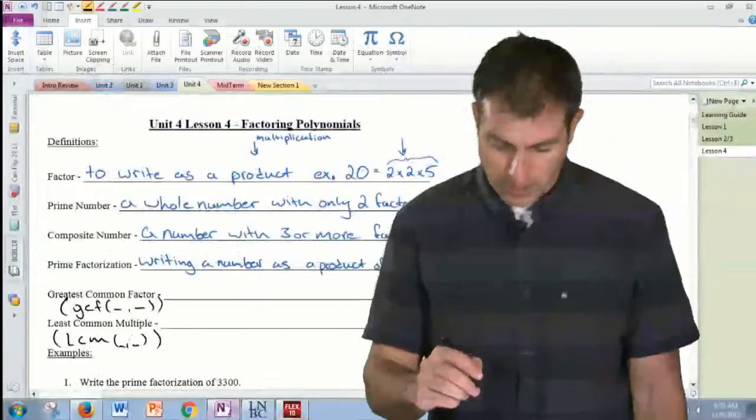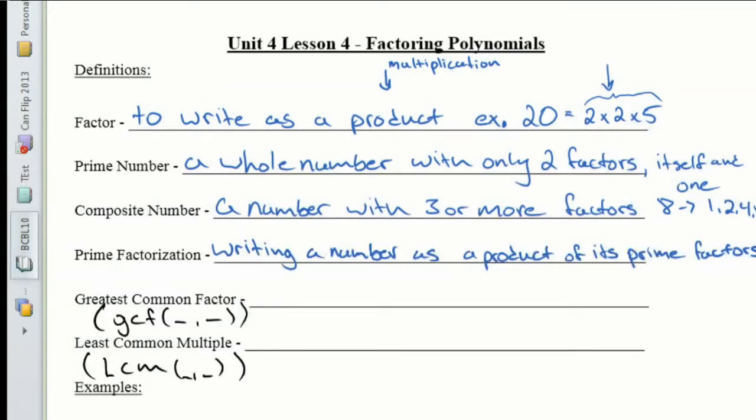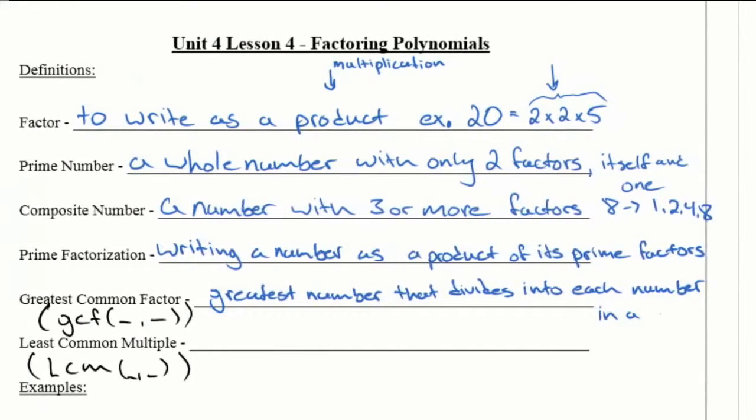So what is the greatest common factor? It is the greatest number that divides into each number in a set. And when I say a set, I just mean I give you two numbers, you tell me the greatest number that goes into both of those.